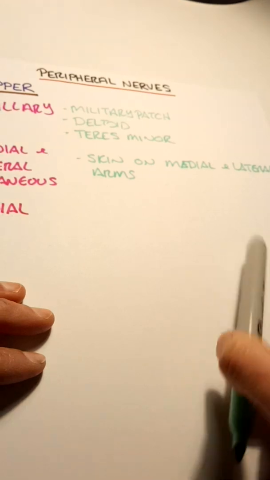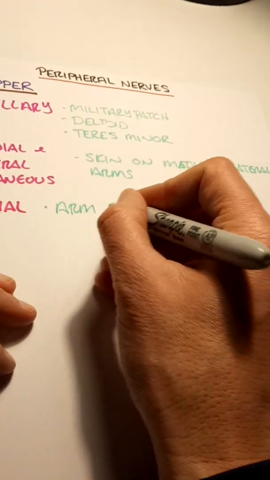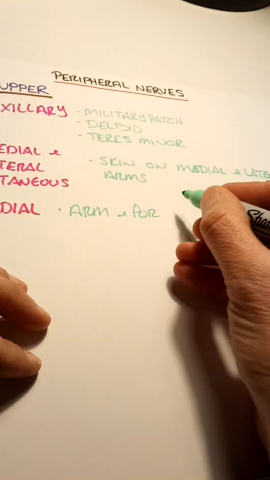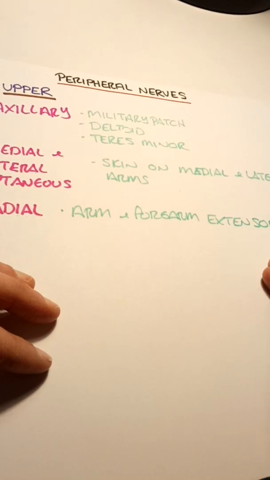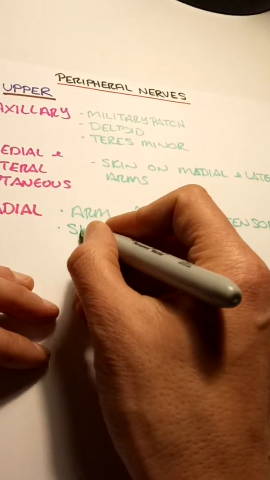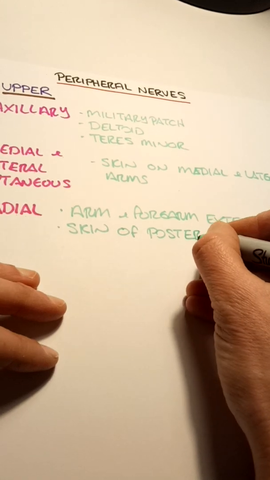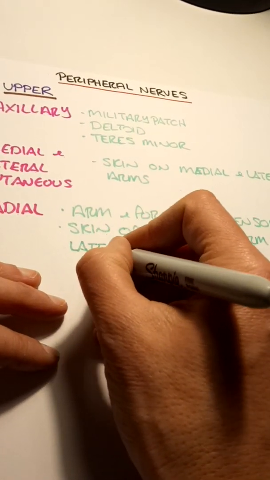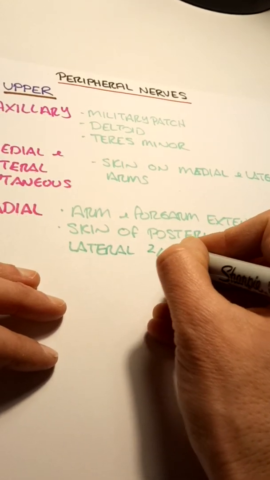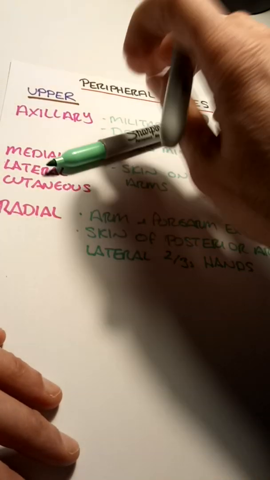Then the radial nerve. What's this do? So this is the arm and forearm extensors, and the skin of the posterior arm and the lateral 2/3 of the hands. Right, it's the radial. So, runaway pen.